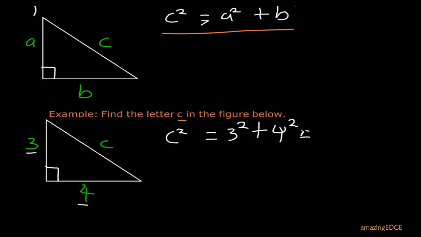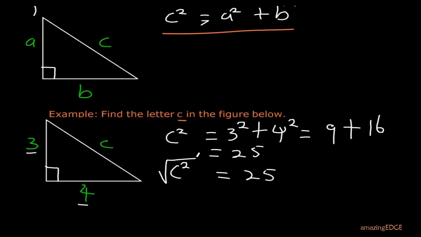And this will be equal to, what is 3 squared? 3 squared is 9, plus 4 squared, which is 16. So when we do that, 9 plus 16 is 25. So what we have gotten is that C squared is equal to 25. And remember, we are looking for C. So to find C, we take the square root of both sides. When you take the square root of C squared, it will give you C, and the square root of 25 is plus or minus 5.